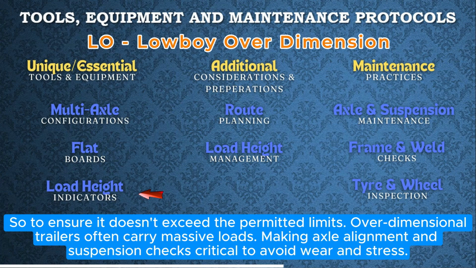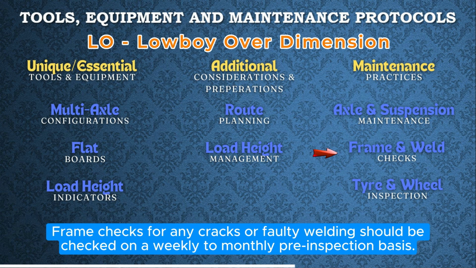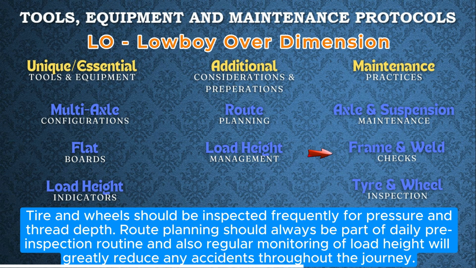Over-dimensional trailers often carry massive loads, making axle alignment and suspension checks critical to avoid wear and stress. Frame checks for any cracks or faulty welding should be done on a weekly to monthly pre-inspection basis. Tires and wheels should be inspected frequently for pressure and tread depth. Route planning should always be part of the daily pre-inspection routine, and regular monitoring of load height will greatly reduce any accidents throughout the journey.